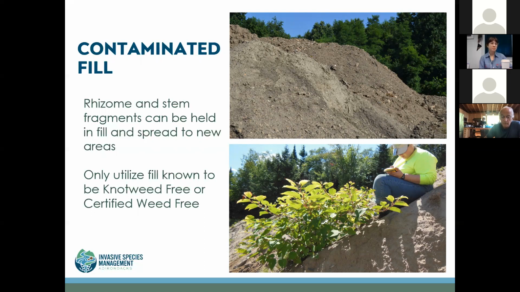A couple ways to avoid this are to utilize fill that is known to be knotweed free or certified weed free. Another way to get around this issue is if you do have fill brought to your property, leave it in place for a while before using it. And if knotweed does pop up, treat that knotweed before moving it to its final location.